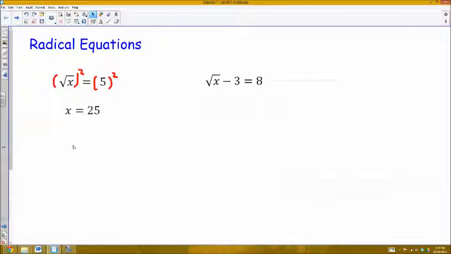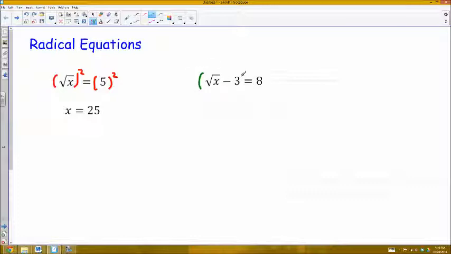Now I could go back and check that in my original equation. If I take that 25 and I take the square root of it, the square root of 25 is 5, so that would check in that equation. Now the only added challenge when I have these radical equations is when the radical is not already isolated.